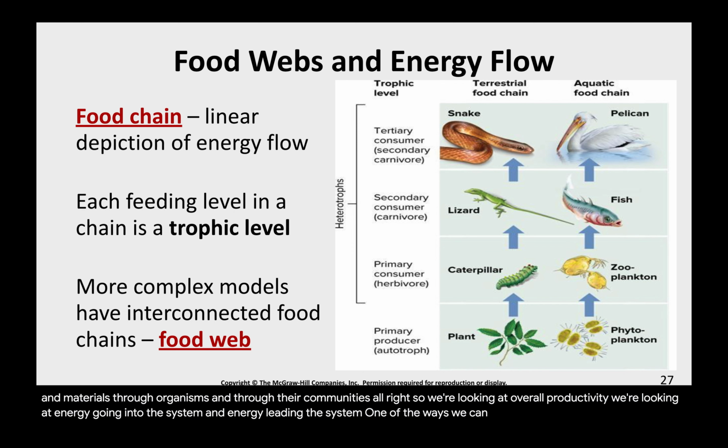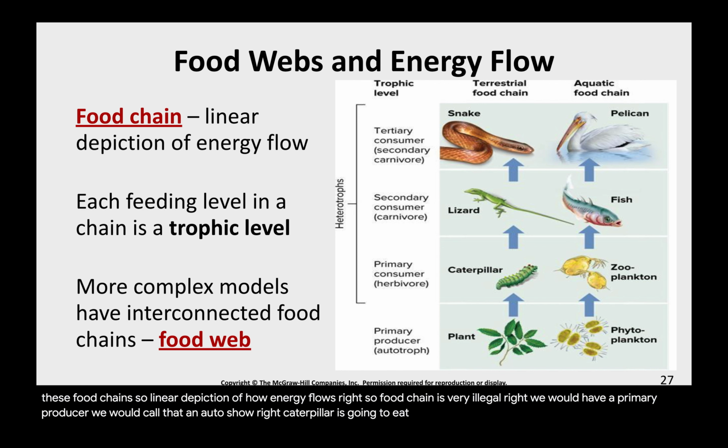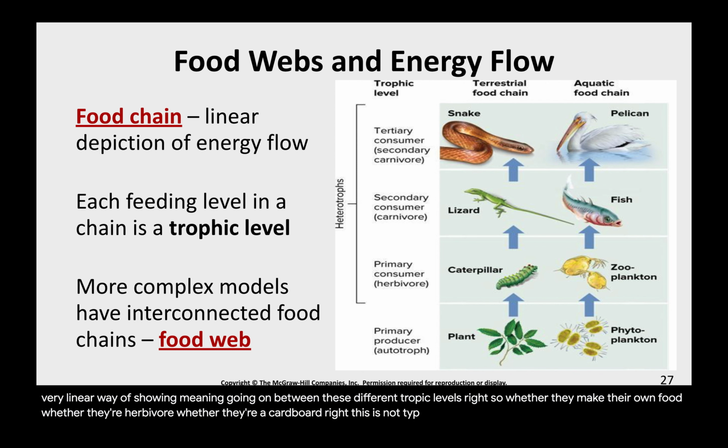One of the ways we can look at ecosystem ecology is through food chains. A food chain is a linear depiction of how energy flows, who eats who. It's very linear. We would have a primary producer, which we would call an autotroph. The caterpillar is going to eat the autotroph, so it's an herbivore. This carnivore is going to eat other organisms, so it eats the caterpillar. And this snake, we would call a secondary carnivore because it eats other carnivores. It's a very linear way of showing what's going on between these different trophic levels, whether they make their own food, whether they're an herbivore, whether they're a carnivore. This is not typically how it goes, though.